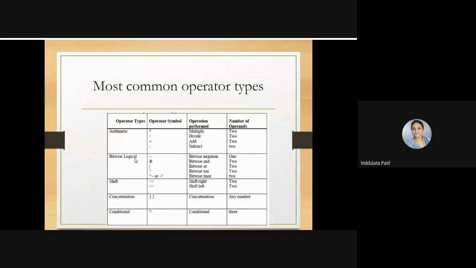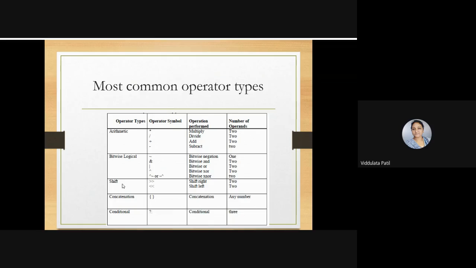Then for bitwise logical operations, tilde is used for bitwise negation or complement, ampersand for bitwise AND, vertical bar for bitwise OR, caret for bitwise XOR, and caret-tilde or tilde-caret for bitwise XNOR. The first, tilde, the bitwise negation or complement, requires only one operand. All the others require two operands. That means you need to have two operands to perform this operation.